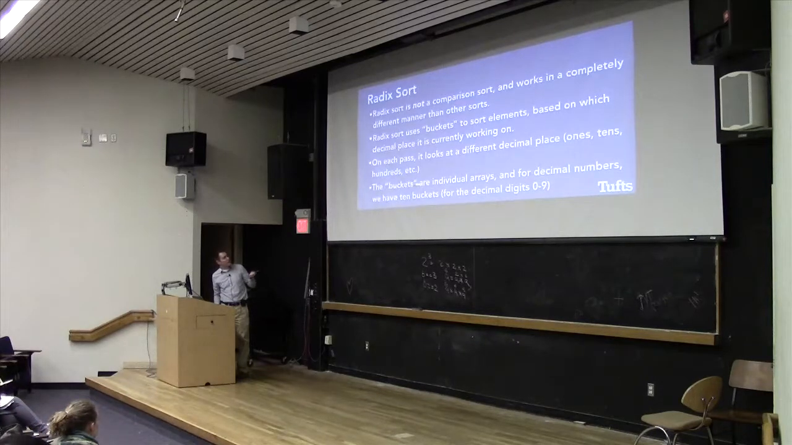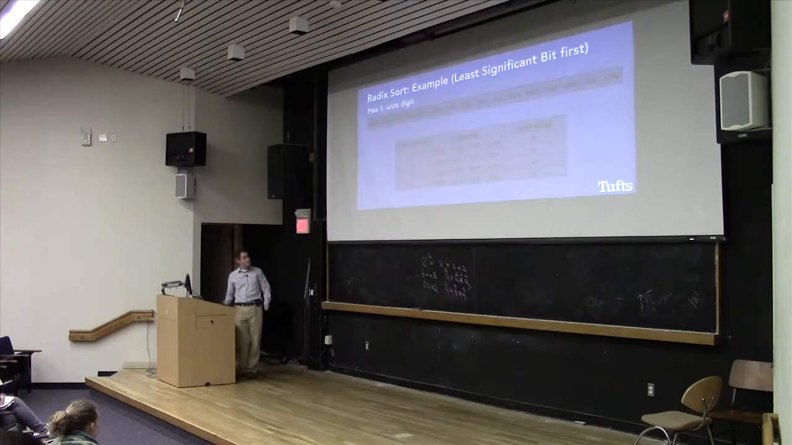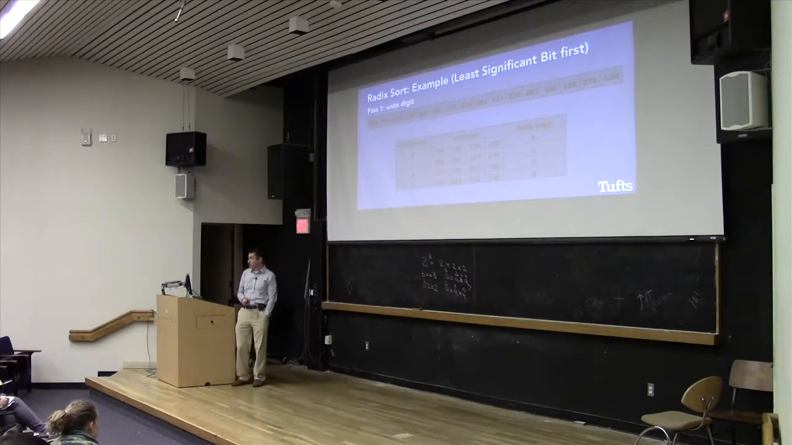Most of this is in there. The buckets are individual arrays. And for decimal numbers, so you've got 9 digits, you're going to have 9 buckets. No, sorry, 10 buckets for decimal numbers, 0 through 9. Here's how it works. Here's a bunch of numbers. Now, I've written them out with all 3 digits, even though some numbers like 032 should only have 2 digits. They still have a hundreds place. The hundreds place is just 0.